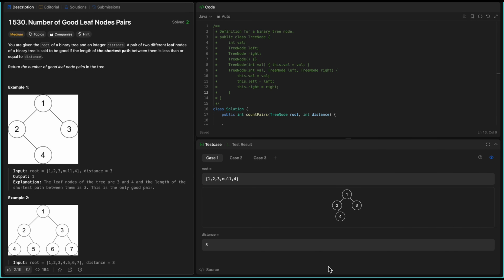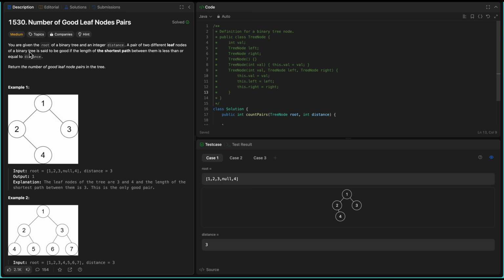Hello everyone, let's talk about another medium problem on Leetcode today. Number of Good Leaf Nodes Pairs, Leetcode 1530. In this problem, we are given the root of a binary tree and an integer distance. Then they have defined what a good leaf node pair is.